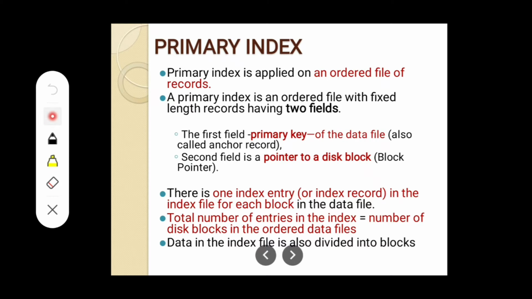Okay. Now let us see the third point. What is the third condition? There is one index entry or index record in the index file for each block. That is, for each block we will have a single entry in the index file.